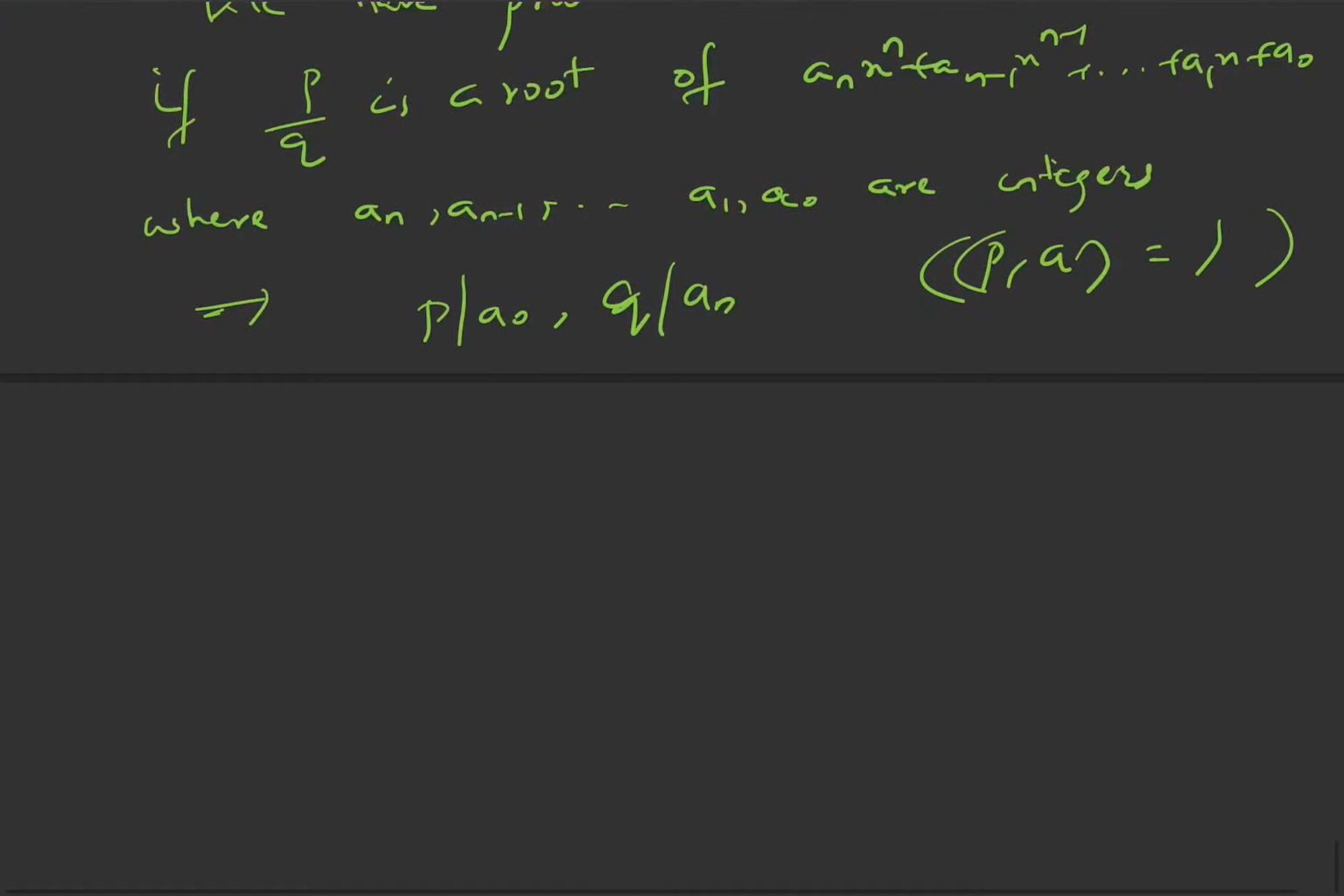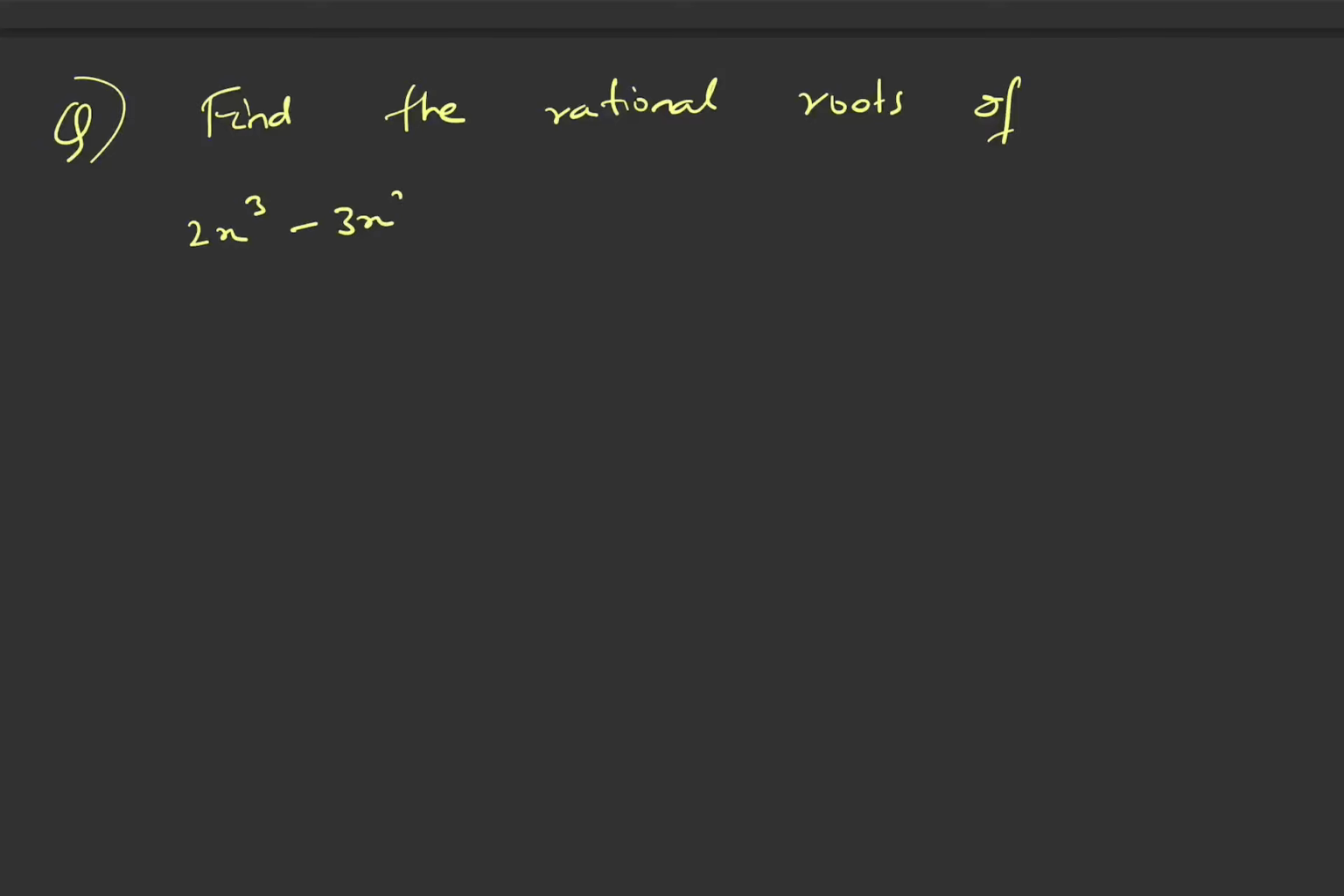So now what is the use of this theorem? Let us see the usefulness of this theorem. Suppose I give you: find the rational roots of 2x cube minus 3x square minus 11x plus 6 equal to 0. Suppose I give you this question to find the rational roots of this equation. Now you can do hit and trial, but it is mentioned that you just need to find the rational roots, and we have also studied the rational root theorem, so let us use it.